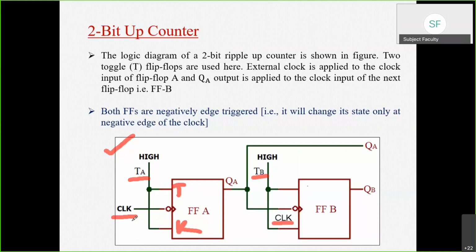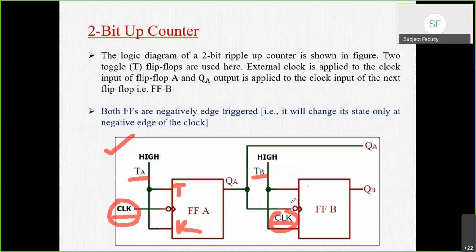Just type yes or no in the chat box. Whether this clock and this clock terminal, are these two terminals or pins connected together or not? No, no. Are they connected together? Is there physical connection? There is no physical connection actually.